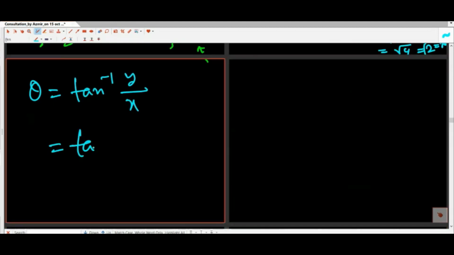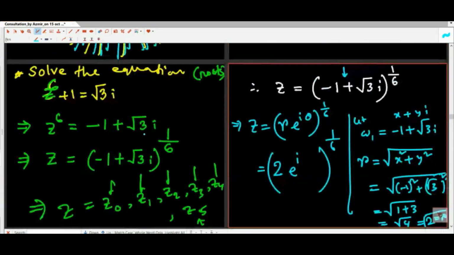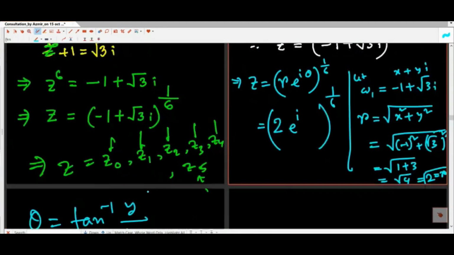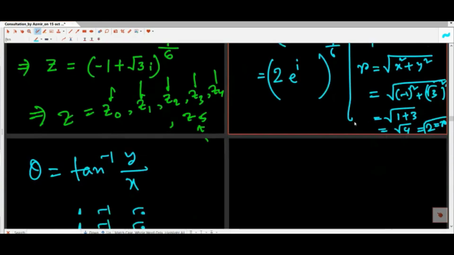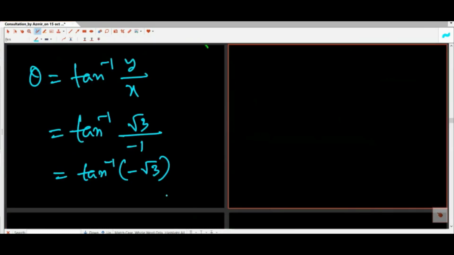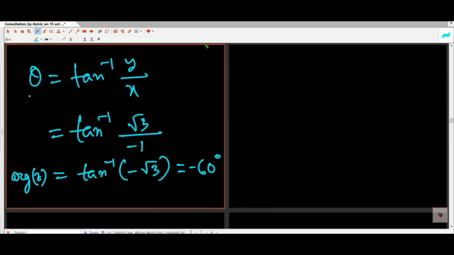So tan inverse y, y is root over 3 and x is negative 1. So we have tan inverse negative root over 3. So tan inverse negative root over 3 will be negative 60 degree. Okay, that means the argument of z, that is this argument, is negative 60 degree.